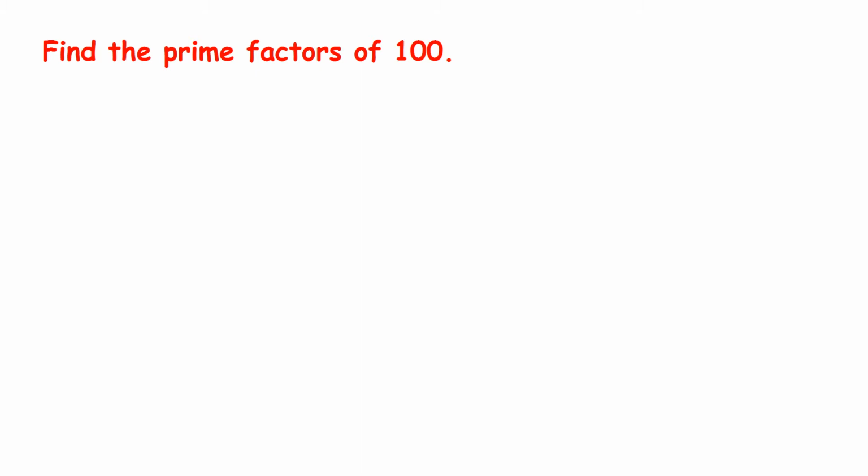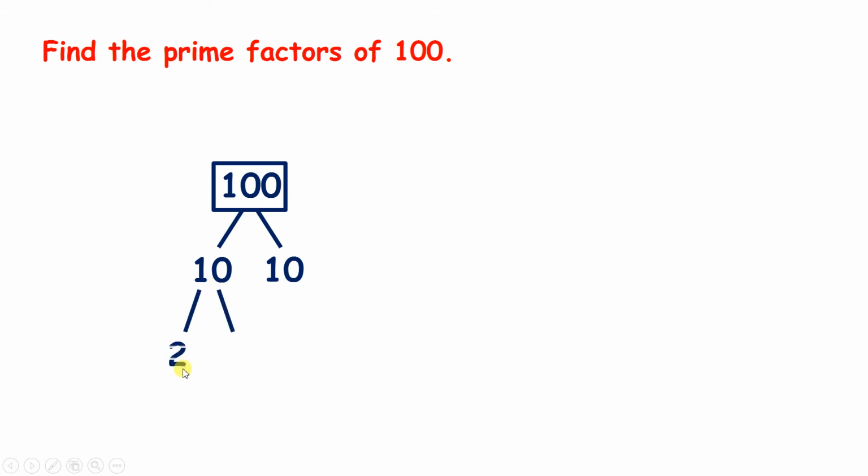Now find the prime factors of 100. So we can break 100 down into 10 times 10, and then we can break those 10s down into 2 times 5. So we have 2 2s and 2 5s as our prime factors of 100.